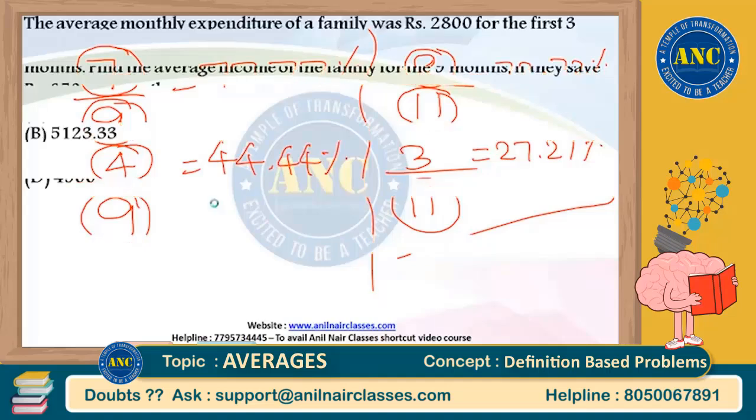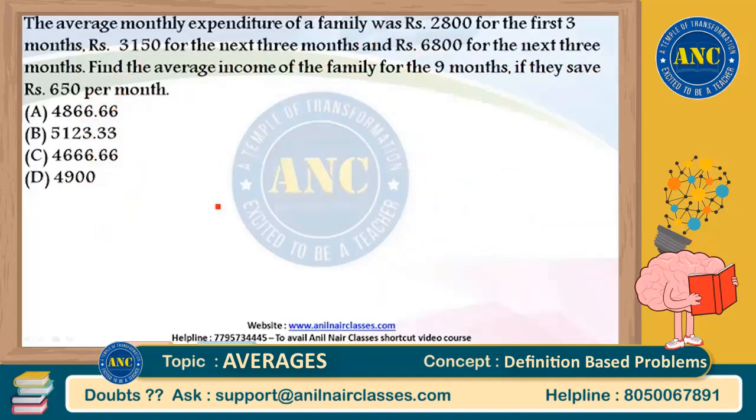Another question. Now see this question. Again a very good question, but not too difficult because we are still at basic level questions. See here. The average monthly expenditure of a family was 2,800 for the first 3 months, 3,150 for the next 3 months, and 6,800 for the next 3 months. Find the average income of the family for the 9 months if they save rupees 650 per month.